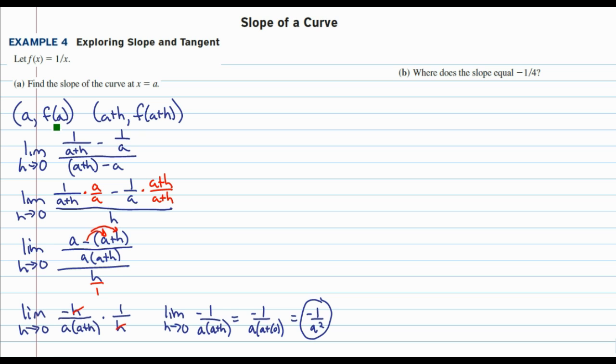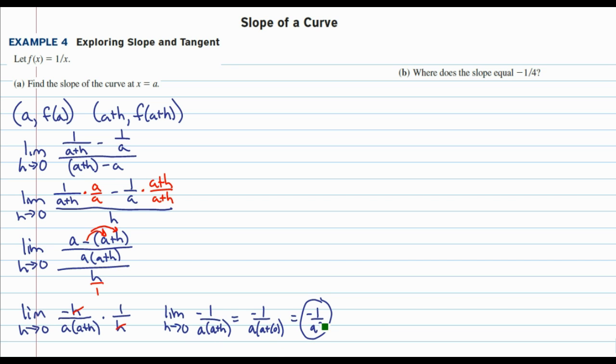So we're going to use the points a, f of a and a plus h, f of a plus h, and we're using the equation 1 over x. So I use my difference quotient and the limit as h approaches 0, find a common denominator here. Simplify the numerator, multiply by the reciprocal of the denominator, simplify again. Now I finally have a situation where I can plug in 0 for h without getting 0 over 0.